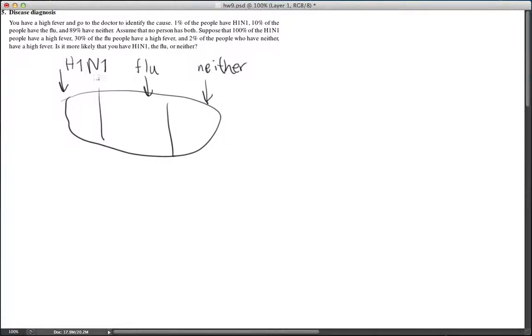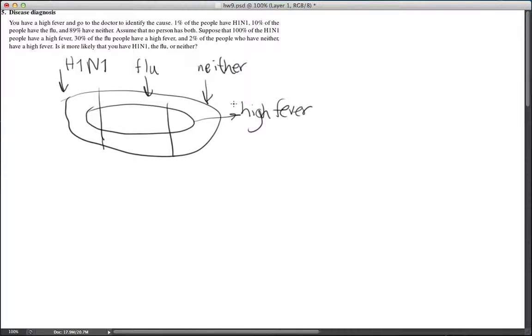There is no person that has both H1N1 and flu, and there is no person that obviously has H1N1 and has neither. That's just illogical. So they perfectly partition the sample space. And so in cases where you have a complete partitioning of the sample space, you can simply apply Bayes' theorem. And then there is an event in here called having a high fever. Let's just call it high fever.